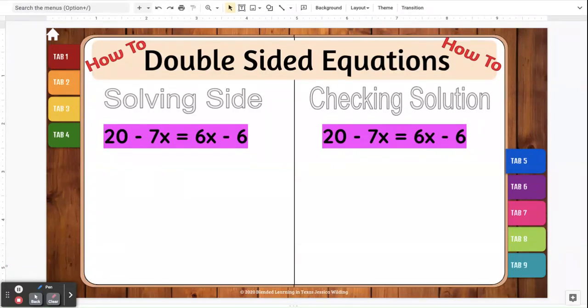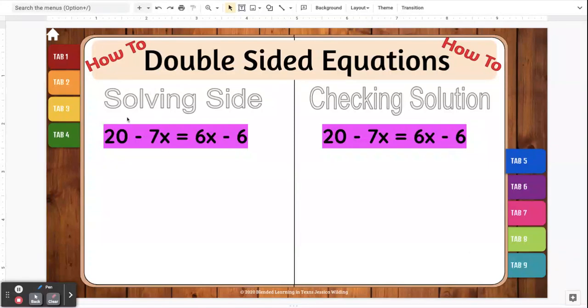20 minus 7x equals 6x minus 6. Perfect. So we're going to put everything together that we've learned thus far to be able to solve for the value of x here. You'll see I also have a checking solution side so that at the end we can check to make sure we did this correctly.